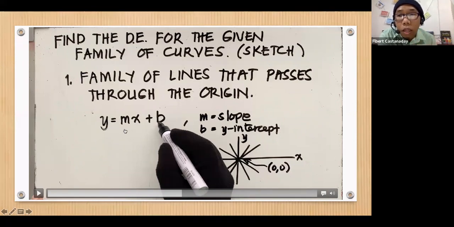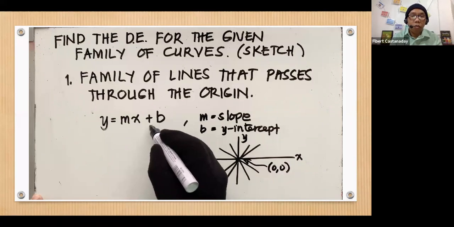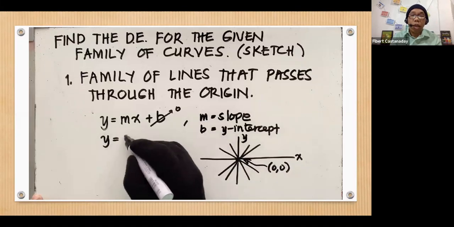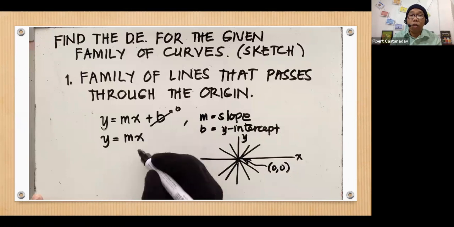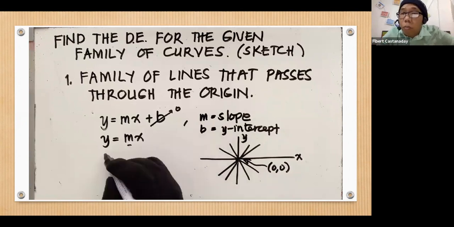But if the intercept is different, an arbitrary intercept, then we have two parameters, the intercept and the slope. Do you follow? Let's continue. Now we have y equals m times x. This is now the equation of the family of lines that pass through the origin. Only one parameter, and that is the slope.